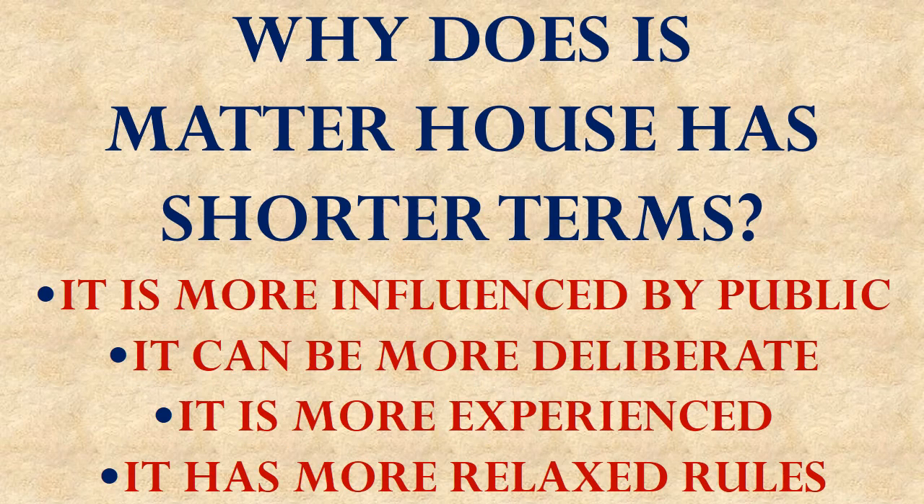Why does it matter that the House has shorter terms? Is it because they are more influenced by the public then? Or is it they can be more deliberate? Or is it they're more experienced? Or that they have more relaxed rules? Their shorter terms of office, 2 years, compared to 6 for the Senate, mean that they'll be more influenced by the public. They'll be more worried about what the public thinks in any given moment so they can get their votes and get reelected in a shorter period of time.